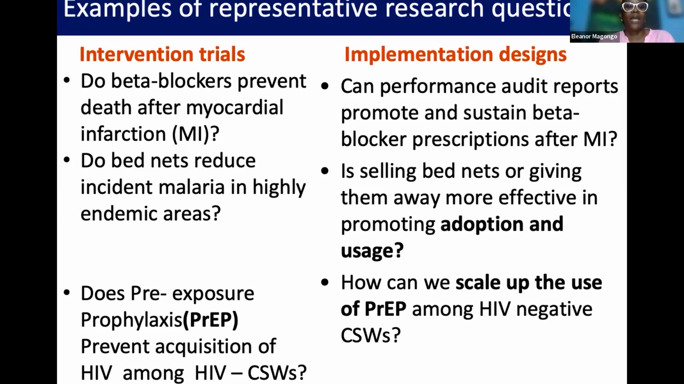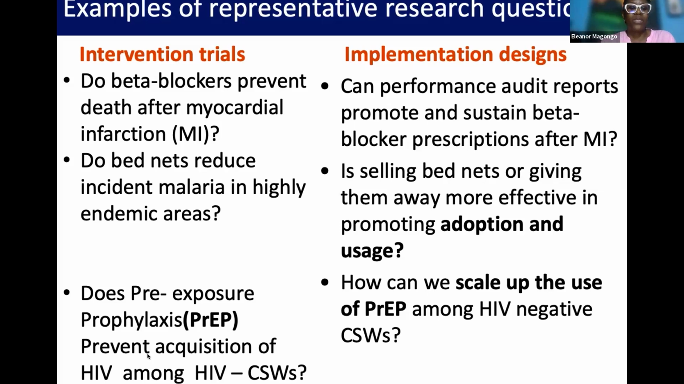The other example could be, in an interventional study or conventional research, you would ask, do bed nets reduce incident malaria in highly endemic areas? From the implementation science angle, the question could potentially be, is selling bed nets or giving them away more effective in promoting adoption and usage? So again, you are looking at the how to, or you're trying to understand the behavior. Why are people not using mosquito nets? Are they not using them because they don't see the value, because they didn't buy them?